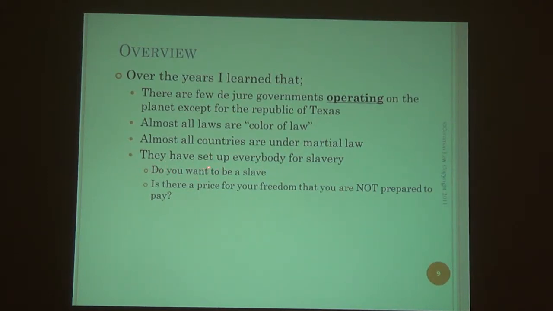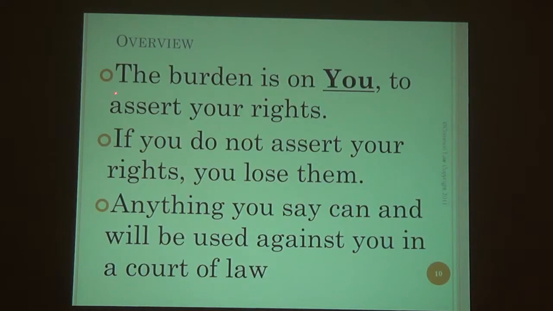Do you want to be a slave? Is there a price for your freedom that you're not prepared to pay? This is one thing that you have to sit down and think about. How far are you prepared to push it? The burden is on you to assert your rights. I cannot assert your rights for you. It's impossible. If you do not assert your rights, you lose them.